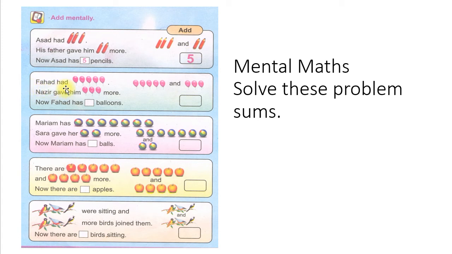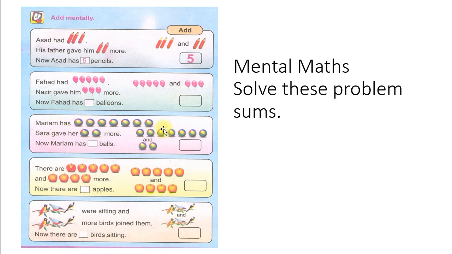Now Asad has 5 pencils altogether. Fahad had these balloons. 1 2 3 4 5. Now Nazir gave him 1 2 3 more balloons. Fahad had already 5 balloons. Now Nazir gave him 3 balloons. Now 3 plus 5 is equal to... to make them equal, you have to count all together. 1 2 3 4 5 6 7 8. Write your answer 8 here and also write 8 here.